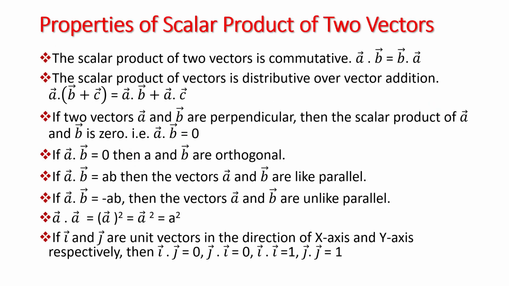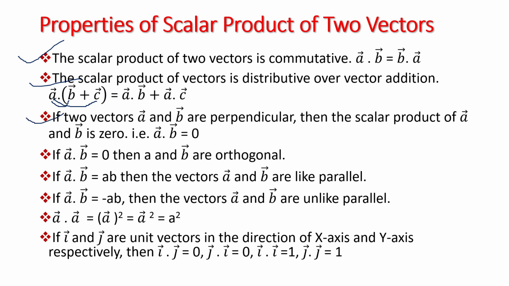Now here are the properties of the scalar product of two vectors. Number one, the scalar product of two vectors is commutative. That is, vector a dot vector b can be written as vector b dot vector a. The second one is that the scalar product of vectors is distributive over vector addition. That is, vector a dot in bracket vector b plus vector c is equal to vector a dot vector b plus vector a dot vector c.